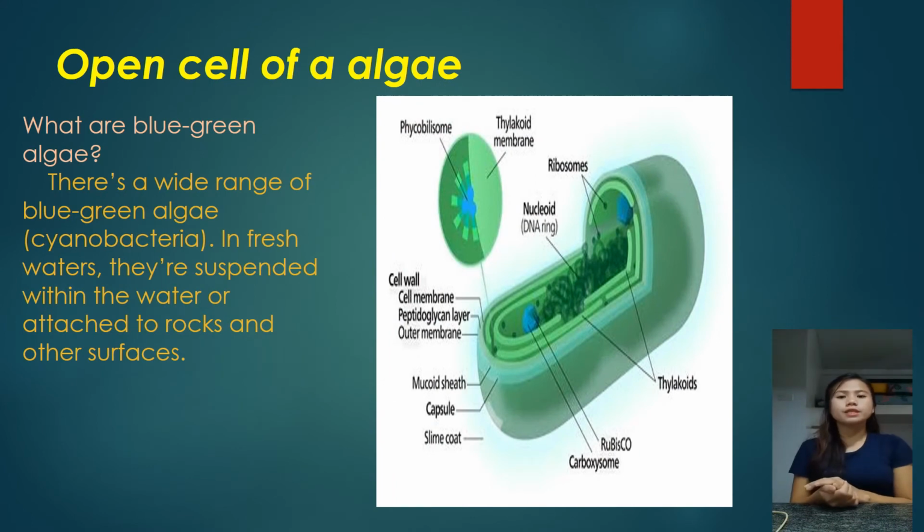As what we have seen in the picture, there is a wide range of blue-green algae or cyanobacteria. In fresh waters, they are suspended within the water or attached to rocks and other surfaces. They include single-celled species, and other cells are arranged in colonies and filaments.